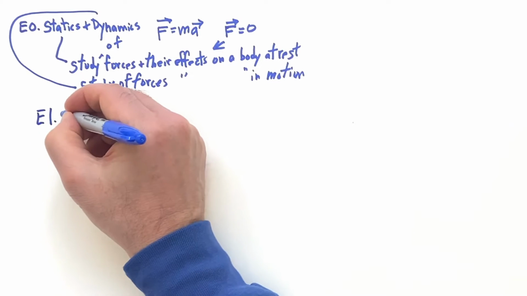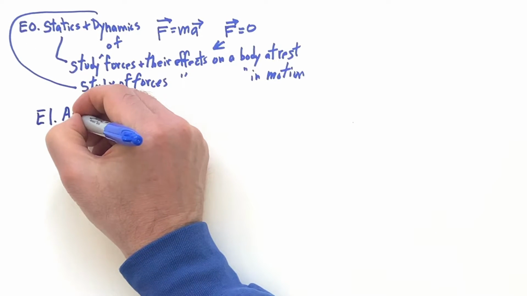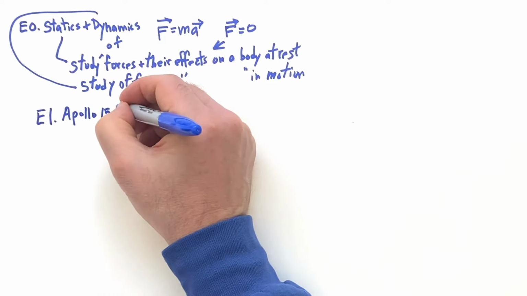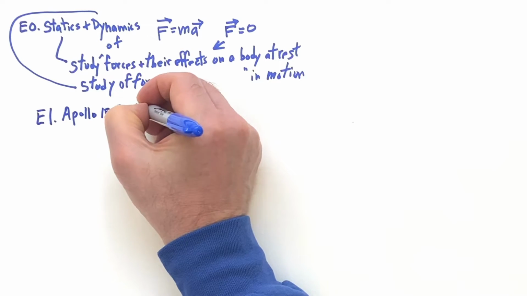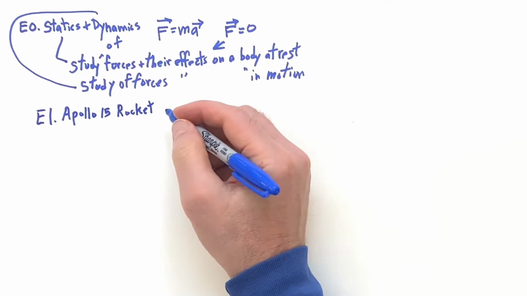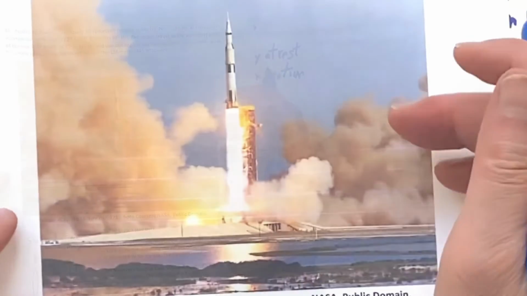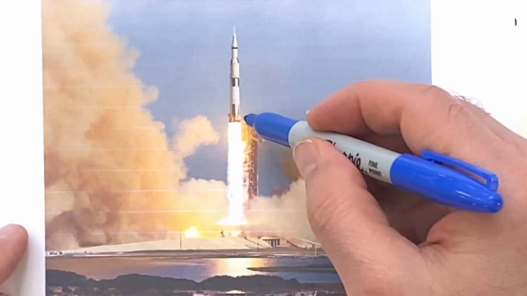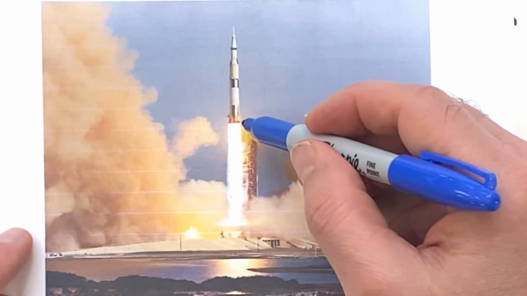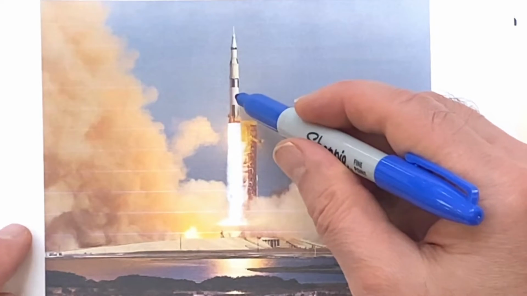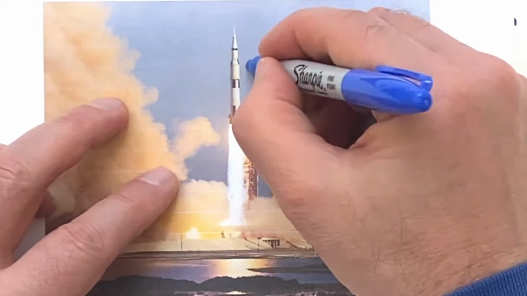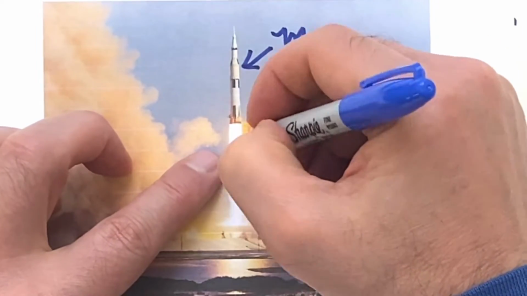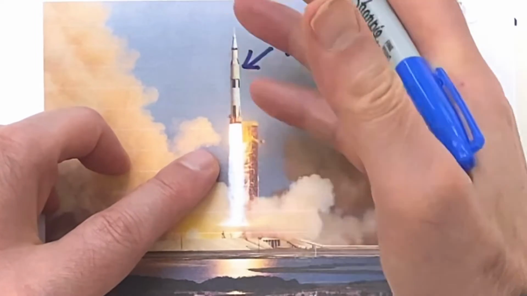E1. Our first problem is an Apollo 15, the Apollo 15 rocket. And here we're going to only look at the problem for the first several seconds, so we can neglect any loss of mass. So the mass is going to be constant. We're going to neglect the little bit of mass that's coming out, because we're not going to look at the first few seconds.